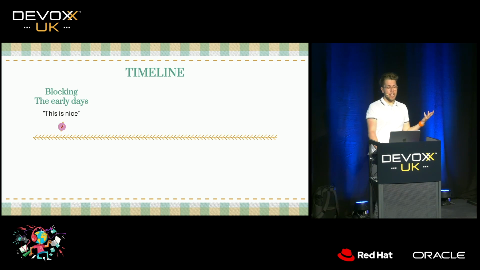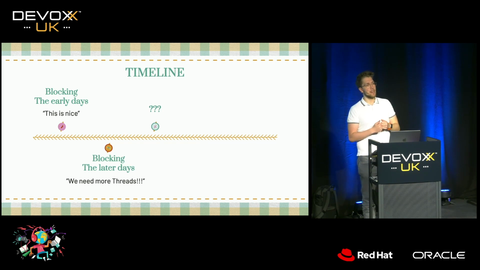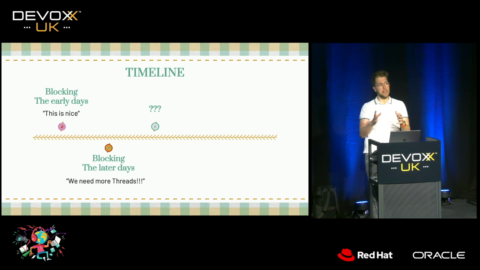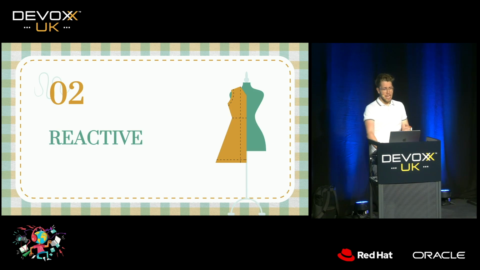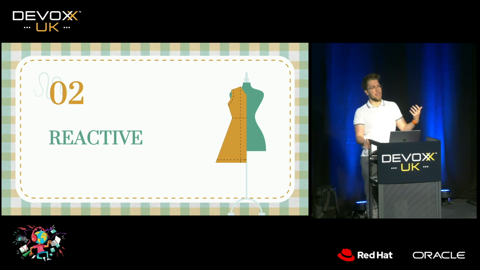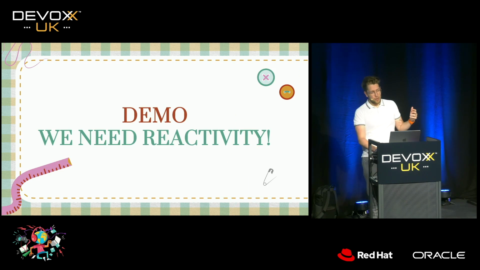So we are now here in the later days of blocking where we say, okay, we have certain use cases where blocking is just not good enough for us, because the issue is that we have too many requests and the thread pool is just too small. This is where we were thinking, well, how can we fix this? We can't just make more threads, so we need to do this differently, and we started using reactive for this case. So let me show you how we can use this to make our application much faster.